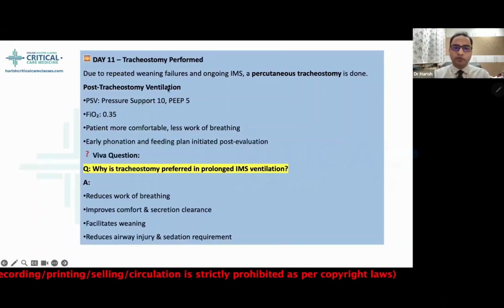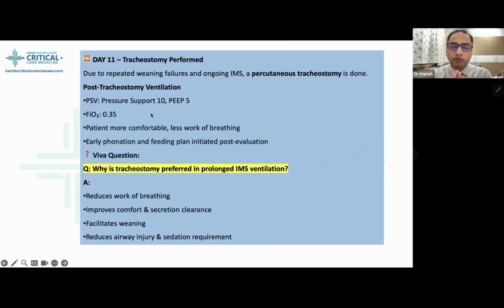Day 11, we performed the tracheostomy. Due to repeated weaning failure and ongoing intermediate syndrome, a percutaneous tracheostomy is done. Post tracheostomy, pressure support 10, PEEP of 5, FiO2 is 35. The patient is more comfortable, with less work of breathing, early phonation, and a feeding plan initiated post evaluation. Means we thought we'll go for initiating some oral feed with the tracheostomy tube.